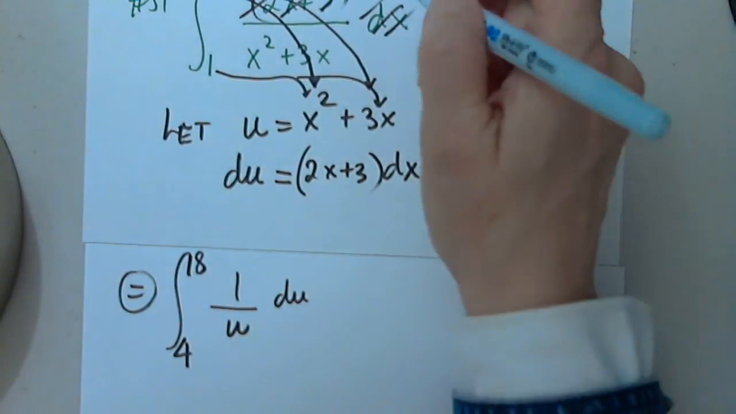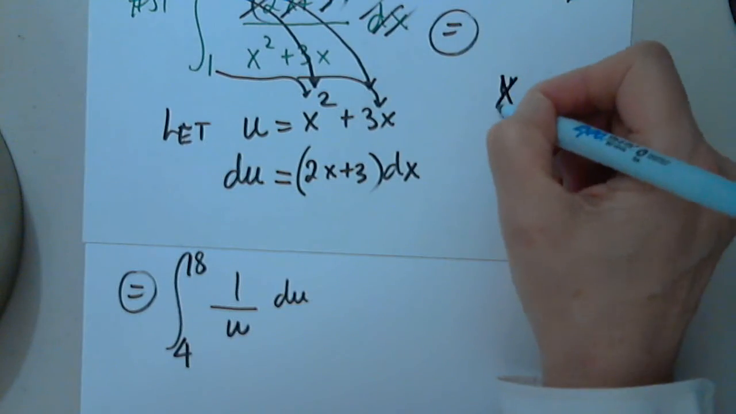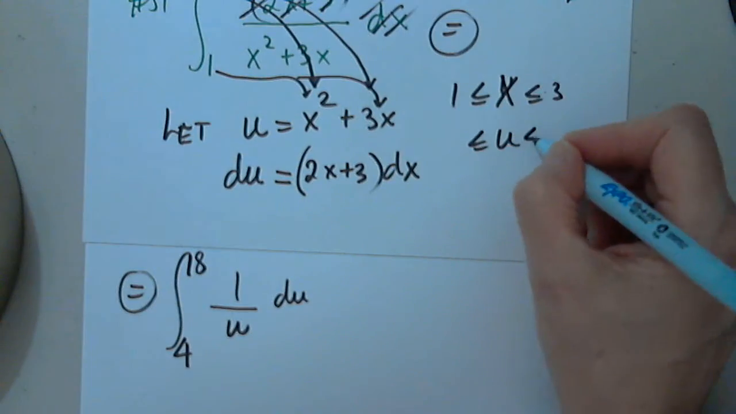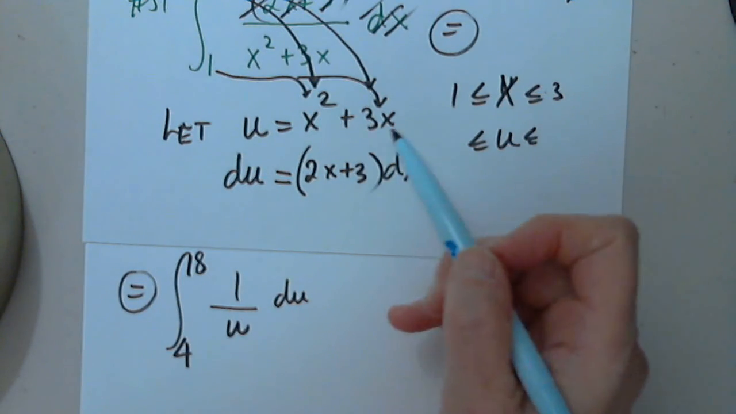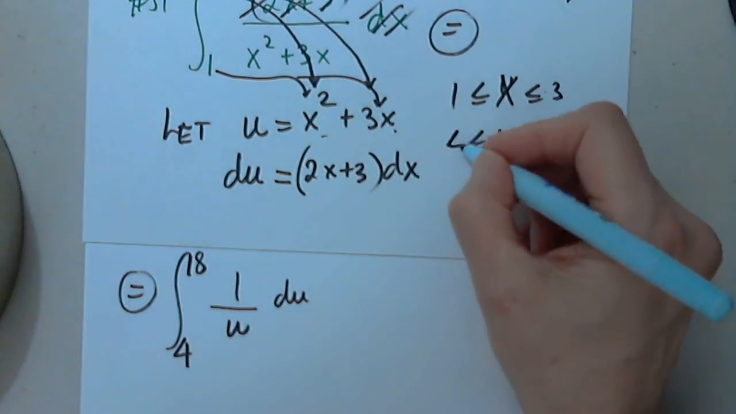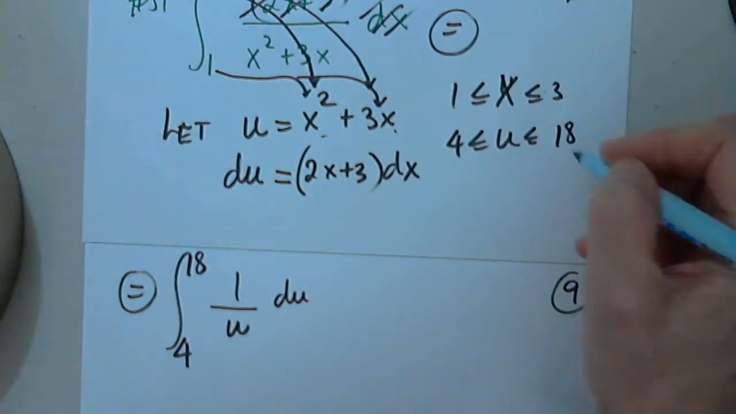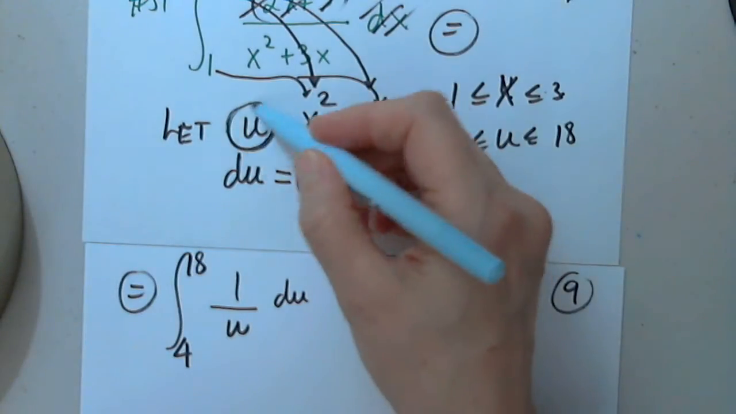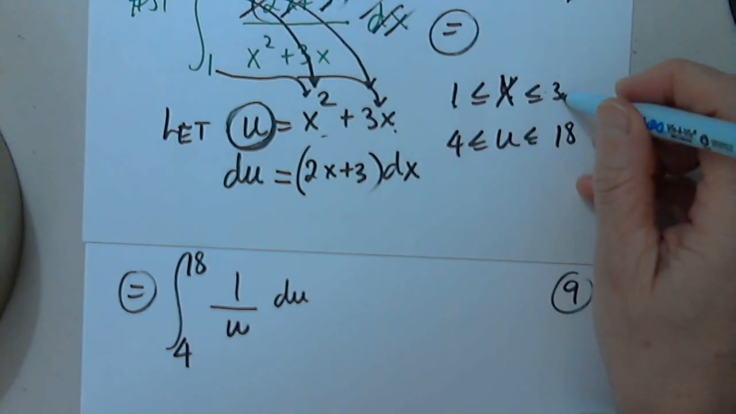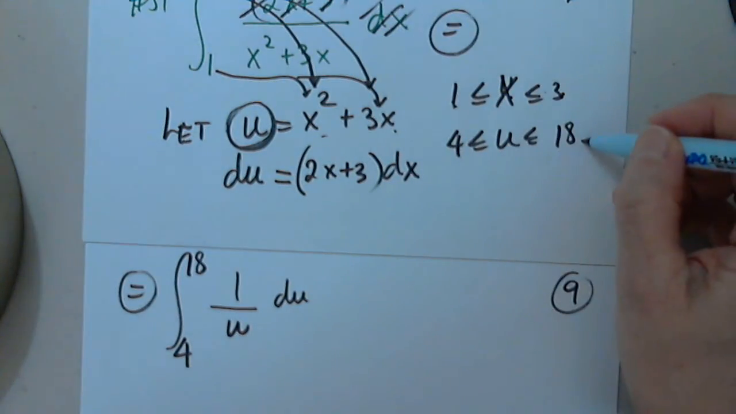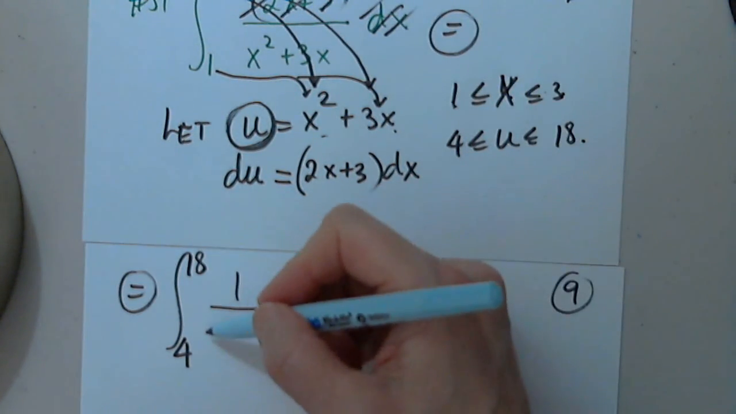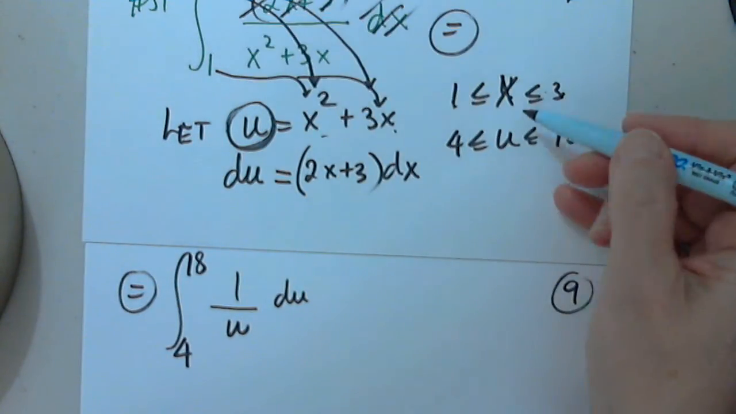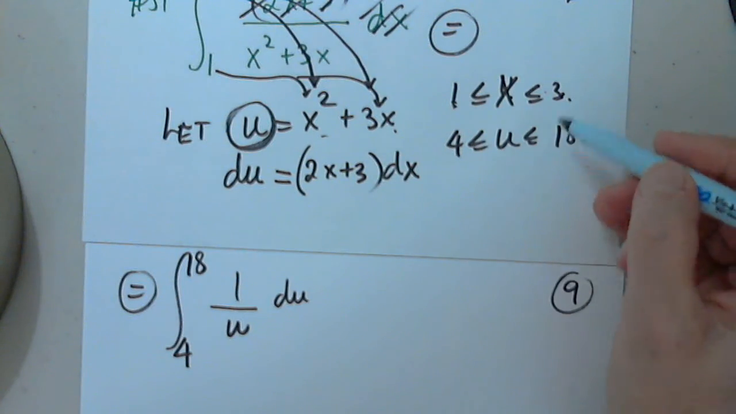You understand that here x is clearly between 1 and 3, but u is a function. When I plug in 1 here, I get 4. When I plug in 3 here, I get 18. So when x goes from 1 to 3, u cannot go from 1 to 3. It will go from 4 to 18. And these are the limits of integration for u. I cannot copy the limits of integration for x because x goes from 1 to 3, but u goes from 4 to 18.